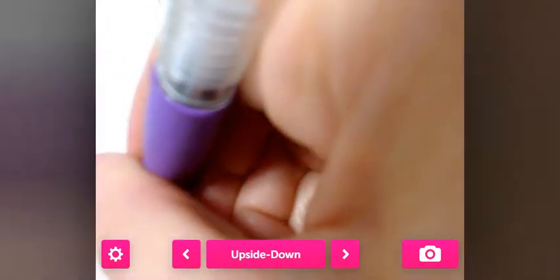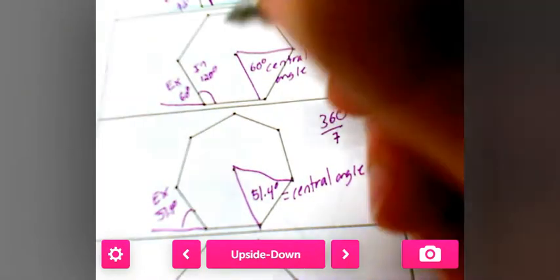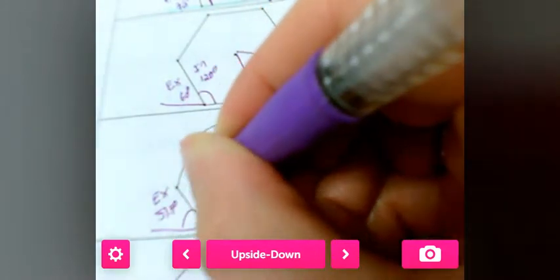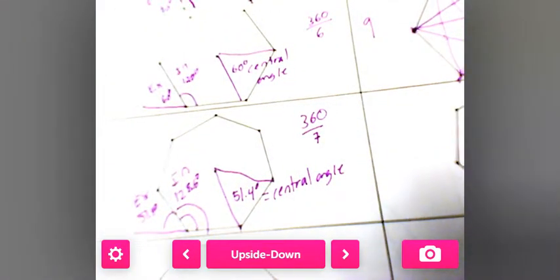Okay, so if my exterior angle is also 51.4 degrees, okay, hold on, what is the interior angle here? 128.6 degrees. Okay. You ready for our diagonals? How many diagonals do you think we're going to have for this one?